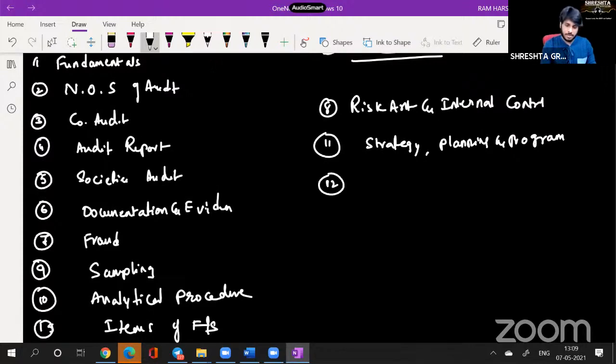12th chapter, I think 12th chapter in our material is bank audit. Not bank audit. Audit in automated environment. I think so. Yeah, exactly. Audit in automated environment.